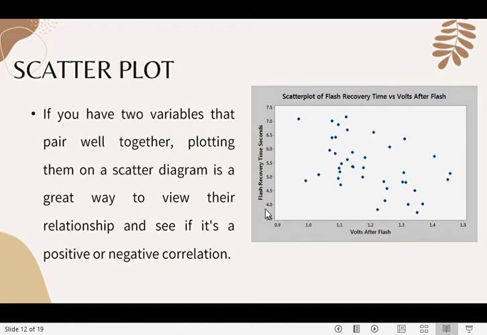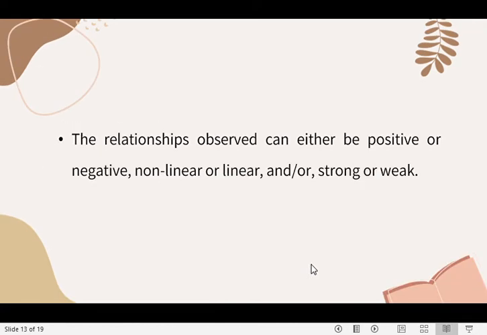Here you have the flash recovery time, seconds, and volts after flash. And then the relationship observed can either be positive or negative, nonlinear or linear, and strong or weak. So if you create in your mind a line going upward to the right, and the points are closer to that line, that means there is a positive relationship. But if the points are away from that line, it means there could be no relationship.